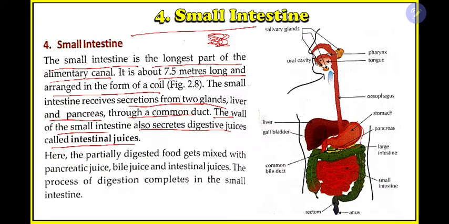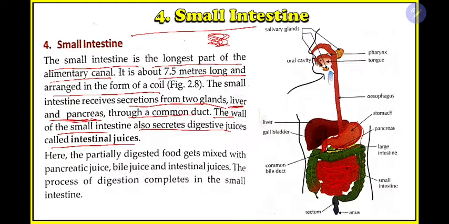Intestinal juice. In the last part, we learned that the stomach gets juice, that is the enzymes and other digestive juice, from the gastric glands. Now from where does the small intestine receive juice? There are three common sources. The first is liver. We all hear the term liver and pancreas. Liver and pancreas. And apart from these two, there is another thing, that is the inner side of the wall of the small intestine.